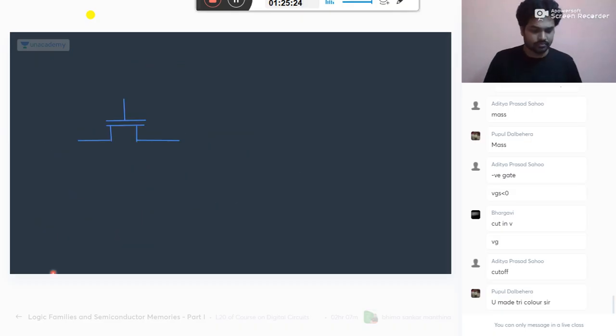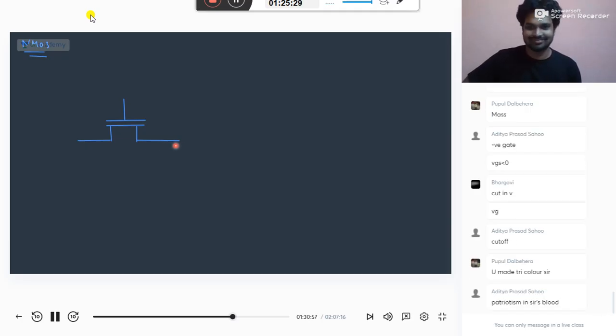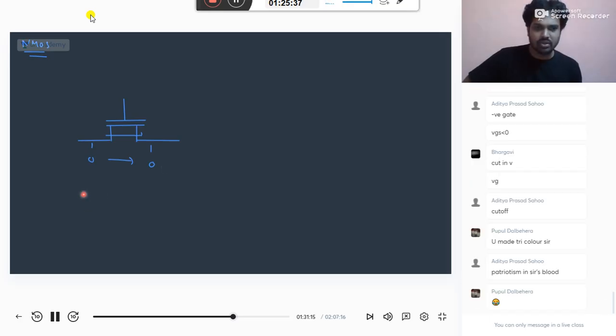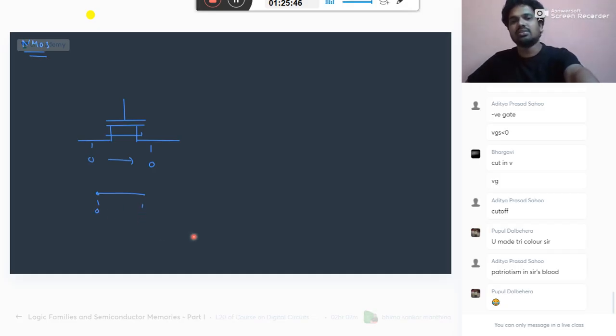Okay, so now to pass the data from here to here, this is what we call pass transistor. If you want to pass, why have a transistor, sir? You can have a wire also. A wire will also give 1 if you give 1, and 0 if you give 0. So why have a transistor to pass the data, sir? Listen.